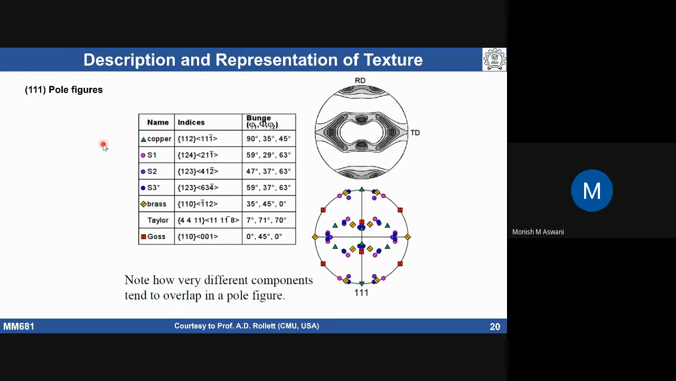For example, in the 111 plane itself, you will see the copper component, and then you'll see some brass component along with that. That's the problem. Yes, but the intensity may vary.